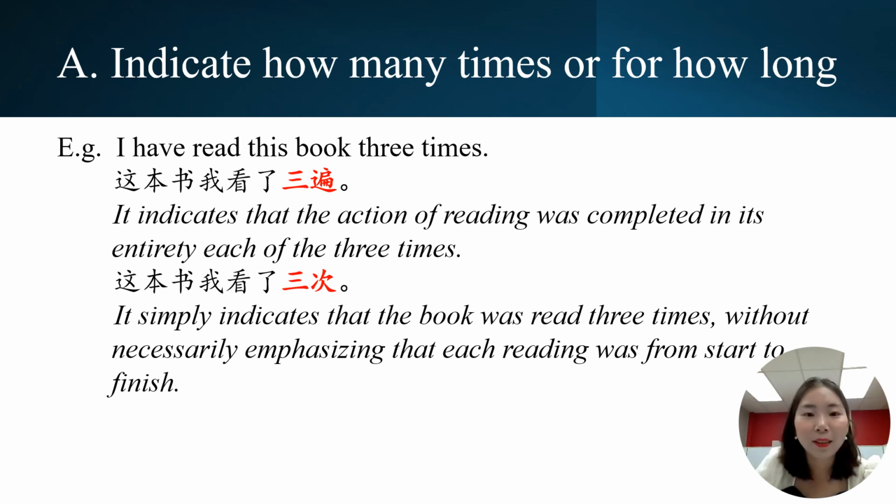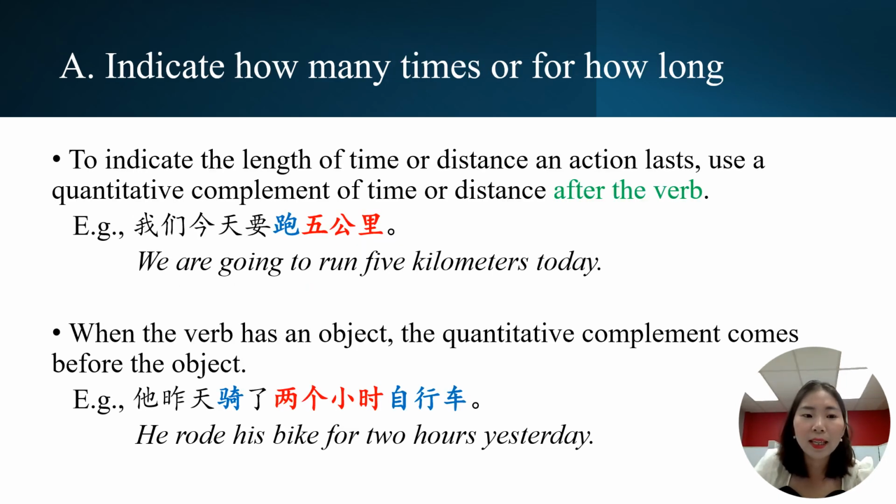To indicate the length of time or distance an action lasts, use the quantitative complement of time or distance after the verb. 我们今天要跑5公里. We're going to run 5 kilometers today. When the verb has an object, the quantitative complement comes before the object. 他昨天骑了2个小时自行车. He rode his bike for 2 hours yesterday.